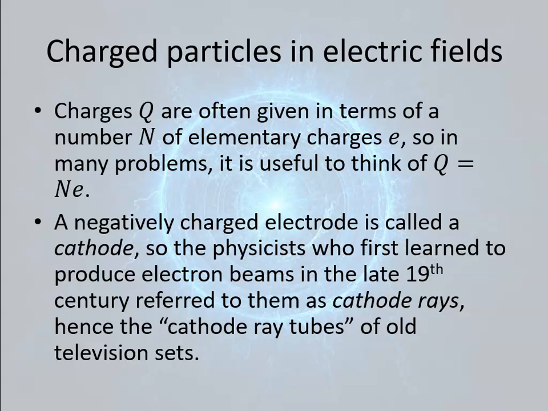So a negatively charged electrode is called a cathode. And physicists first learned to produce electron beams in the late 19th century, and they referred to those as cathode rays. And that's how pictures were produced in old television sets, which basically had a cathode ray tube that had electric fields that helped to direct the charged particles so that they would end up landing in different positions on a phosphorescent screen.